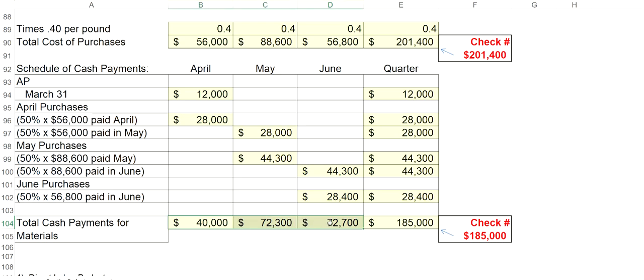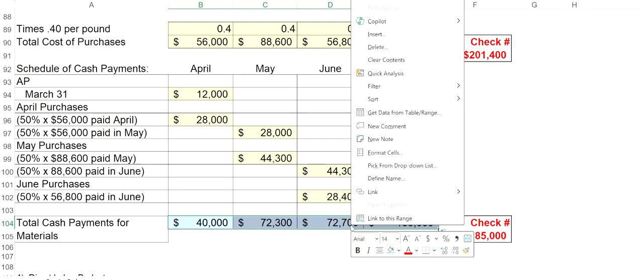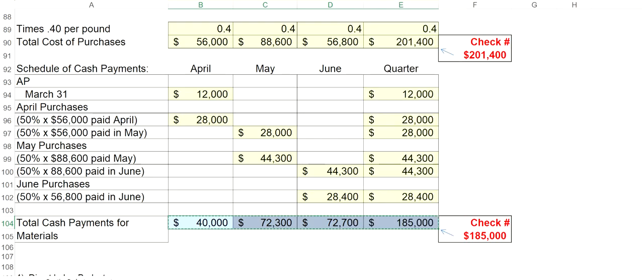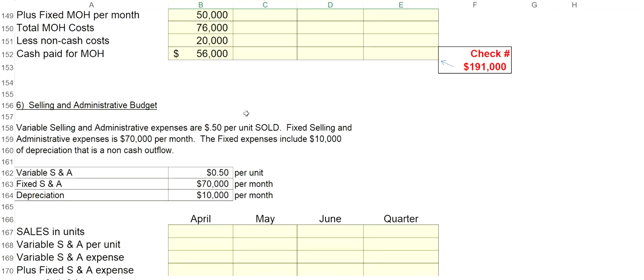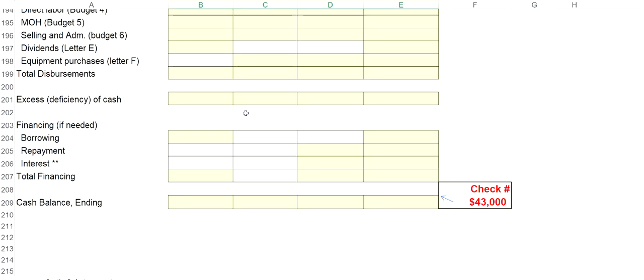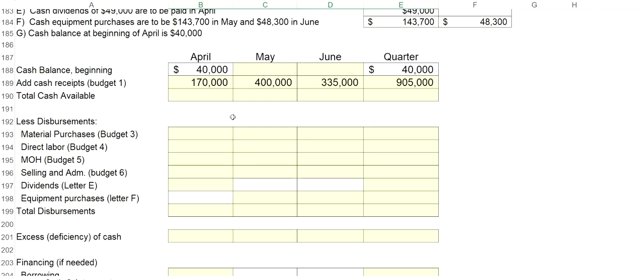So this payment for materials, I'll highlight in blue, and keep in mind we want the cash payments, not the total cost. We want the cash payments for materials. These numbers will be our first cash outflows on our cash budget. So I will copy these. I will go back to budget 7, my cash budget, and right here under disbursements.